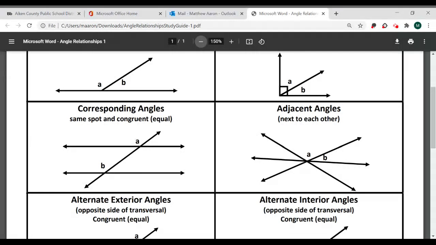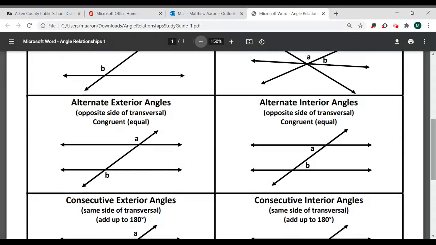Okay, next you have adjacent angles. And adjacent angles just means next to each other. There's nothing about the degrees that you have to worry about. It's just sometimes we use the term adjacent angles, and you should know that they mean next to each other.